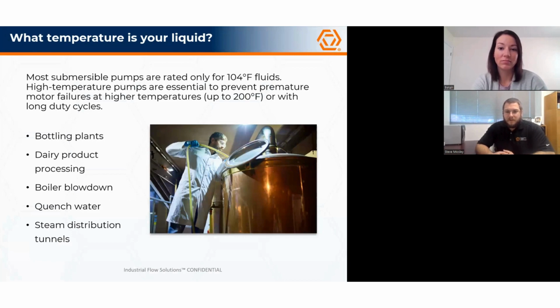Please note the effects of chemical attack on pump materials can be increased as temperature rises. It is very important to check the temperature limitations on high temperature applications with chemicals to ensure that the materials are suitable.